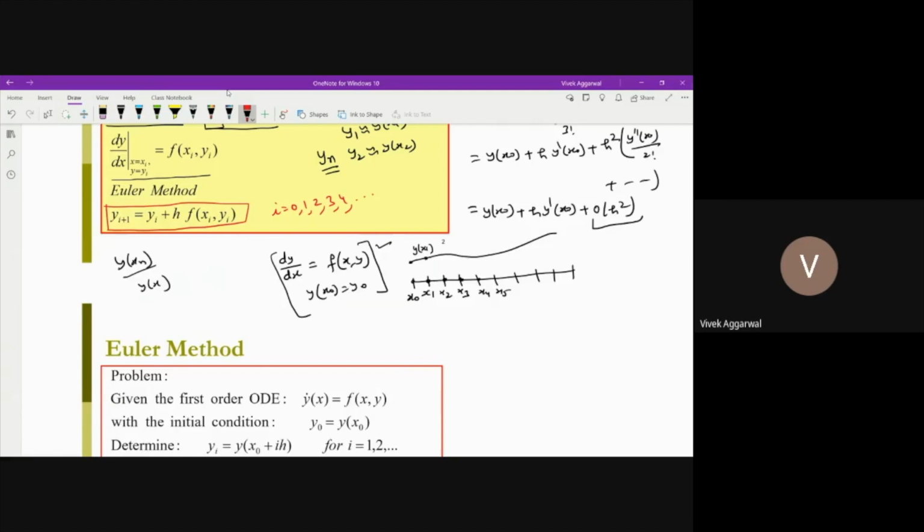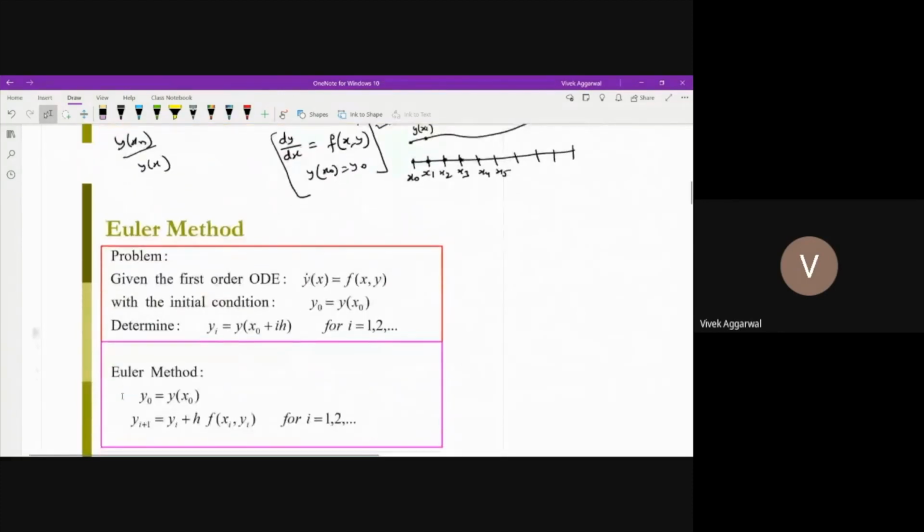So this is an iterative method, because in an iterative method we need an initial point to start the method, and then at every iteration we are going to get the solution. So this is called an iterative method. The Euler method is an iterative method. Now I can write this method in this form.